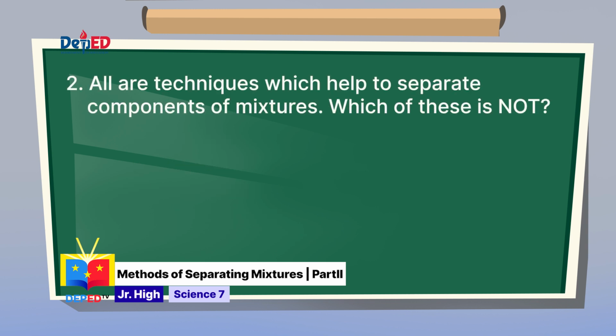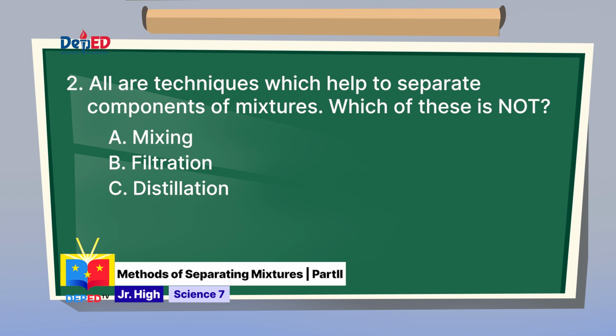Number 2. All are techniques which help to separate components of mixtures. Which of these is not? A. Mixing. B. Filtration. C. Distillation. D. Evaporation. Among the choices, mixing is not a technique on separating the components of mixtures. The right answer is letter A, mixing.